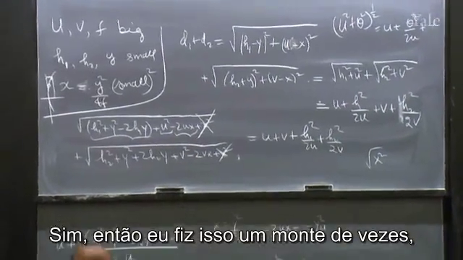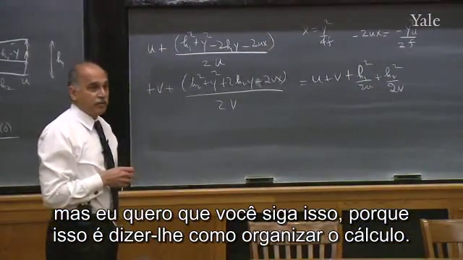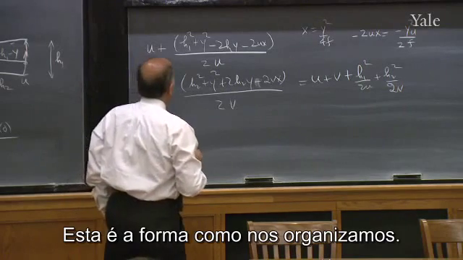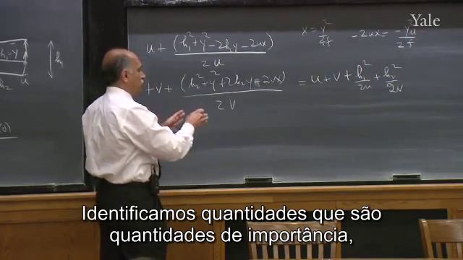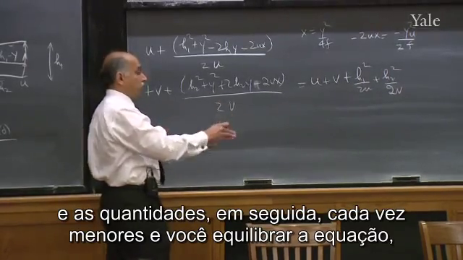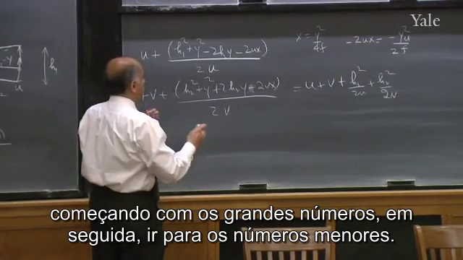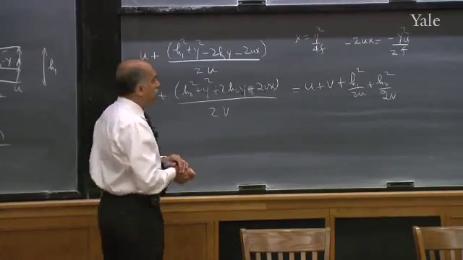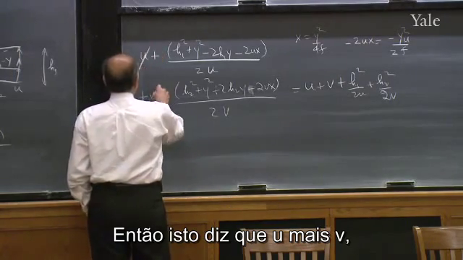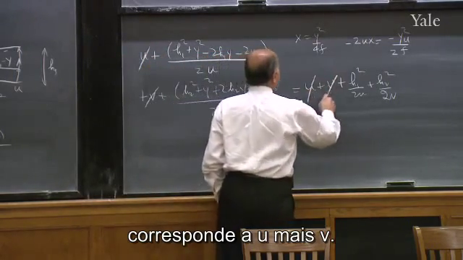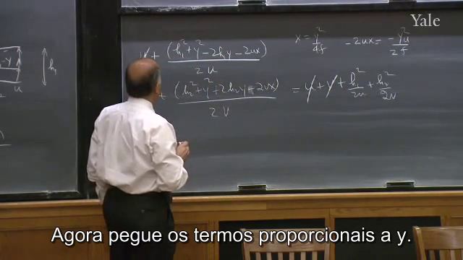Yeah, so I've done this a lot of times, but I want you to follow this because this is telling you how to organize the calculation. So this is how we organize. You identify quantities which are of importance, and then smaller and smaller quantities, and you balance the equation starting with the big numbers, then go to the smaller numbers. So the big numbers better match. So that tells you u plus v matches u plus v. That's fine. Now take the terms proportional to y.